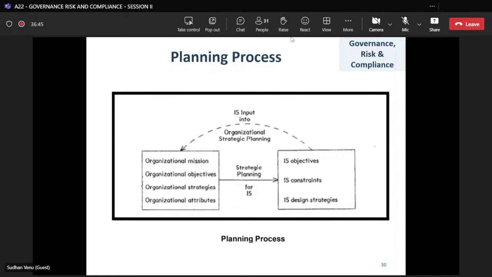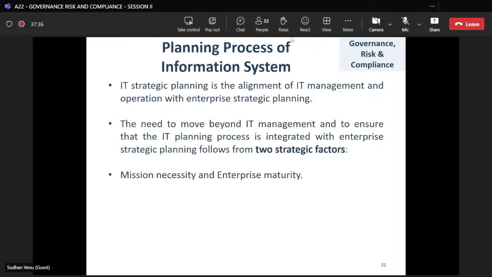So when you are doing the planning process in information security, we have the organizational mission, objectives, strategies, and attributes on one side, and IS, information security, on the other. We have split it into two things: one at the organization level, another for IS information security. We make the strategic plan to achieve the organization mission, objectives, strategies, and attributes. We implement or plan the IS objectives, IS constraints, and IS vision strategies, and give input to the organization strategy planning, so that the information system planning process achieves the organizational mission, objectives, strategies, and attributes. So this is what we are mentioning.